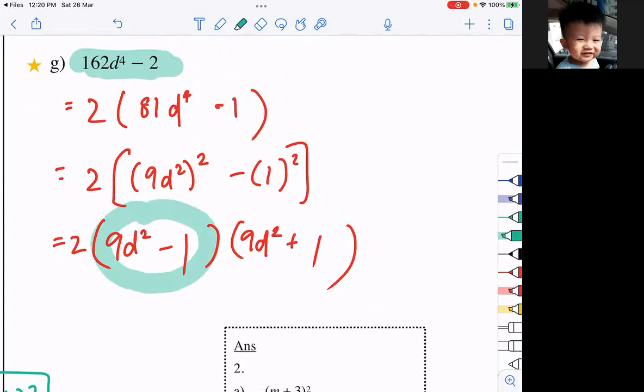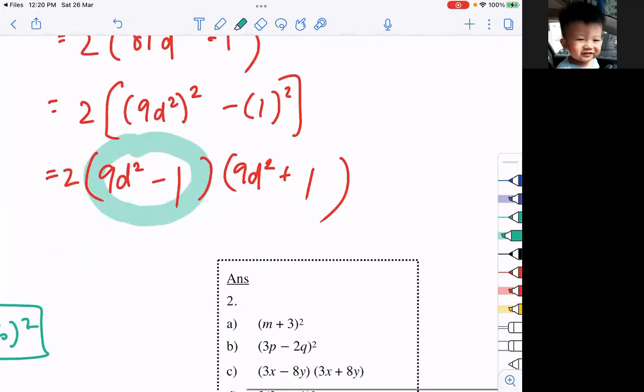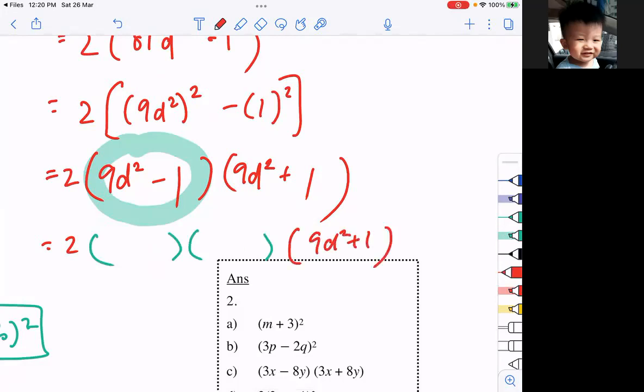You can do the third formula again. Why? Because 9d squared can be written as 3d bracket squared. So these two, change to turquoise. So this guy can break into two more factors. The rest I copy. The 2 I copy. The last, 9d squared plus 1, cannot simplify because of the plus in the middle, there's no formula that governs that. But 9d squared minus 1 can be, you can reapply your third formula.